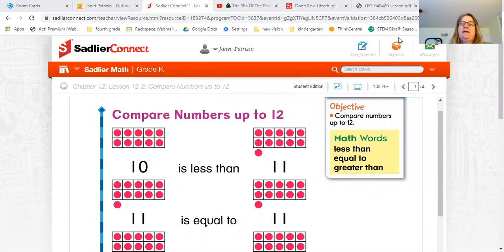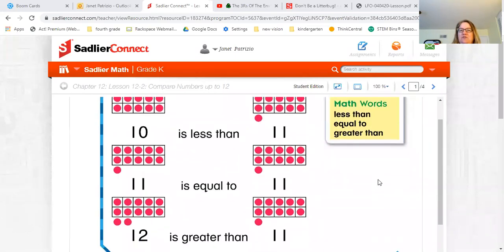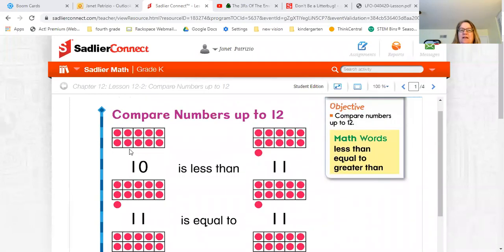This is our math lesson. Comparing numbers up to 12. Now, our math words, we know these, we've used these before. Less than, equal to, and greater than. We are doing this now up to numbers 12. So here are the 3 examples.